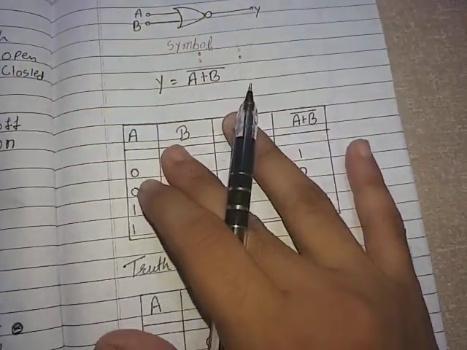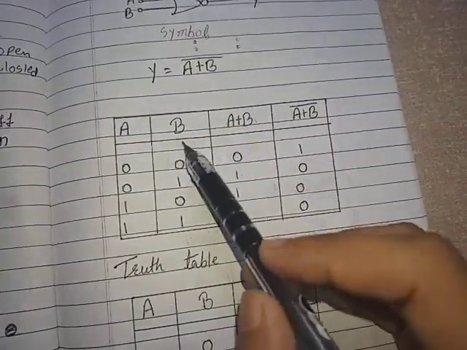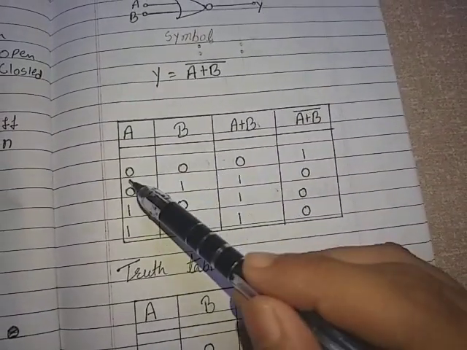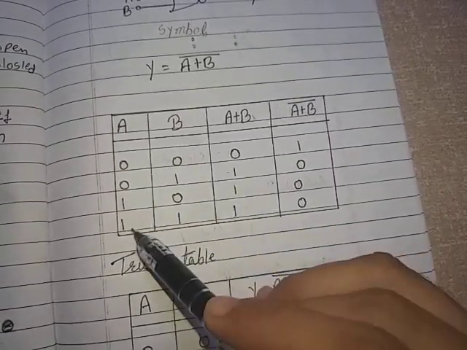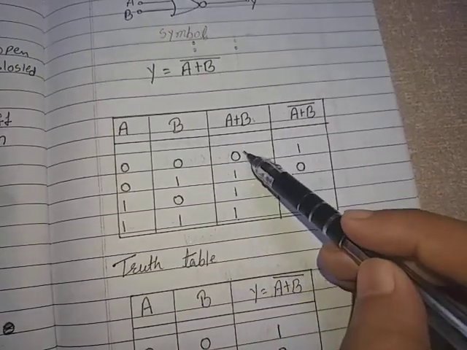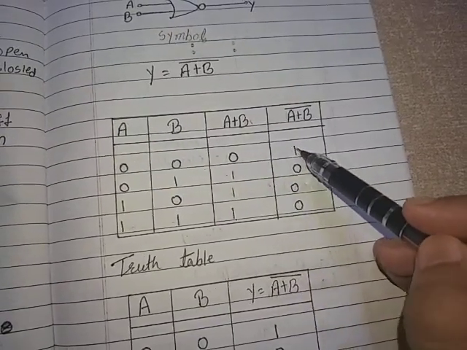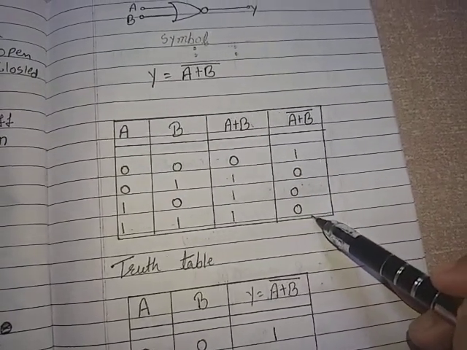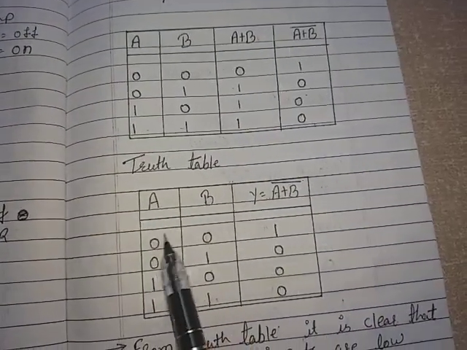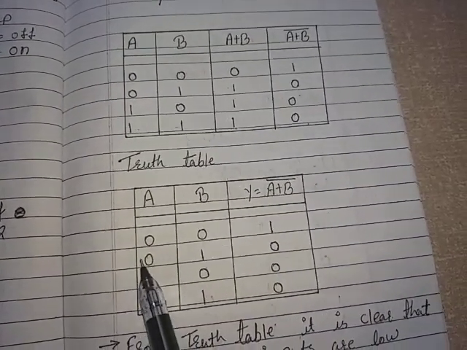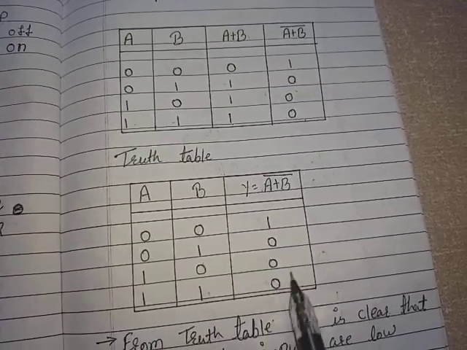Now, first we will make the truth table. So first we require A plus B. Here is A plus B: 0 0 0, 0 1 1, 1 0 1, 1 1 1, and the complement of A plus B will become 1 0 0 0. Now, the truth table shows that when both the inputs are low, output is high. When any one of the input is high, output is low.